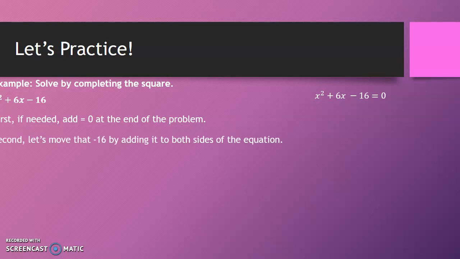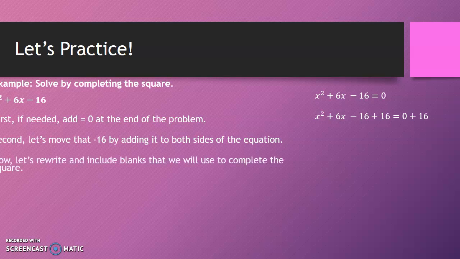Second, let's move that negative 16 by adding it to both sides of the equation. So I'm showing you here how I'm going to add 16 to the left side and to the right side of the equation in order to keep it balanced. Now I'm going to rewrite and include blanks that we will use to complete the square. So it now says x squared plus 6x plus my blank equals 16 plus another blank. And those blanks come in this next step when we write it as a perfect square trinomial.